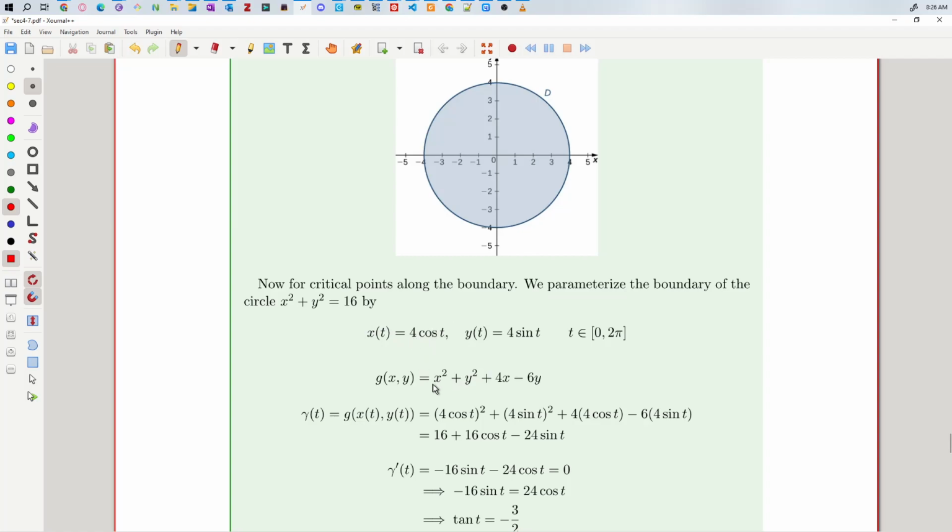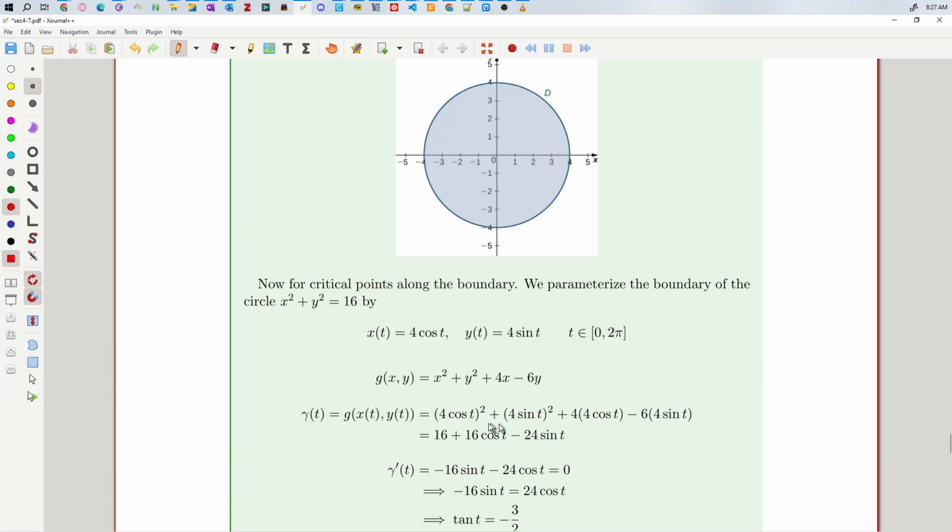Now with this parameterization, you can plug into g of x and y, and then view that as a function of one variable, which I'm calling gamma. Gamma is a rather common letter to denote a path in mathematics, so I just reached for gamma. Okay, so this is our parameterization. We plug x and y in, and then simplifying, you end up with this.